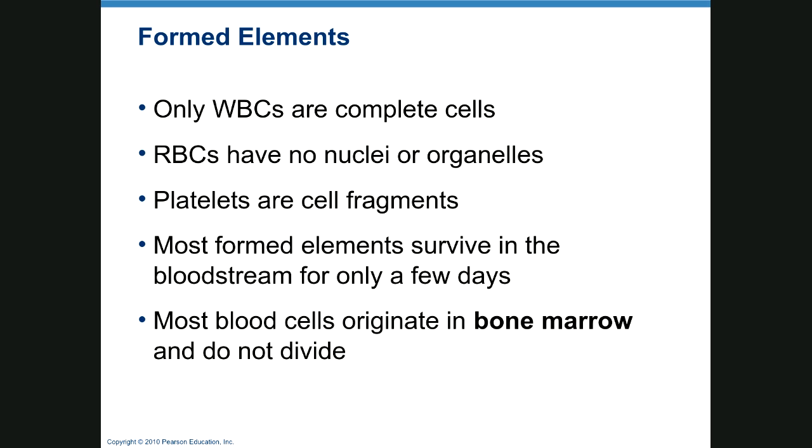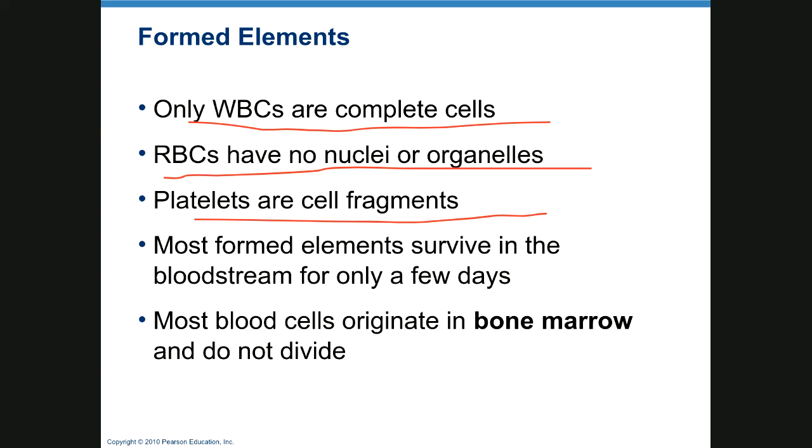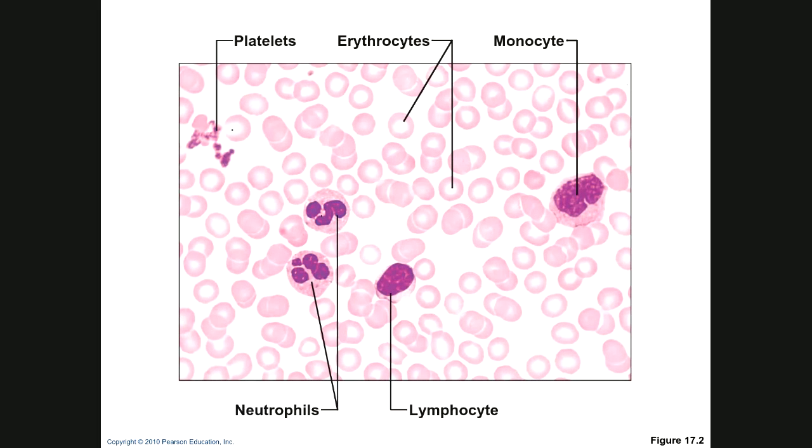White blood cells are the only complete cells. Red blood cells have no nuclei and no organelles. Platelets are simply cell fragments. Most formed elements only live a few days. Most blood cells originate in the bone marrow and do not divide. Lymphocytes are our exception. They're all formed initially in the bone marrow, but then they can clone themselves later. So this is a rather pinkish picture, but you see your erythrocytes here, your monocyte, lymphocyte, neutrophil, platelets.